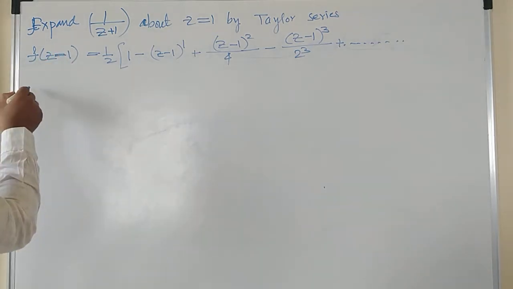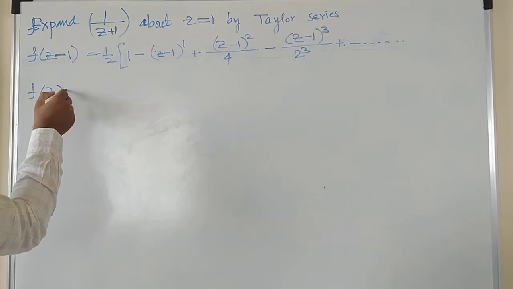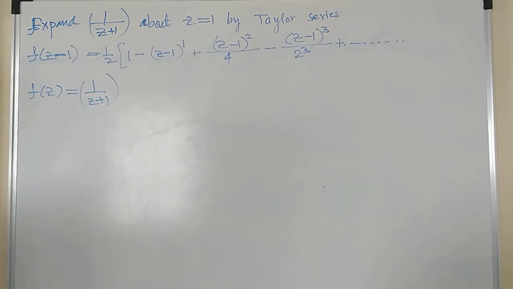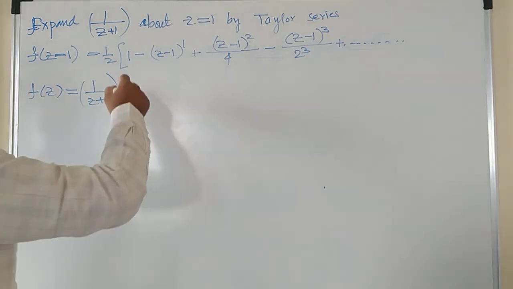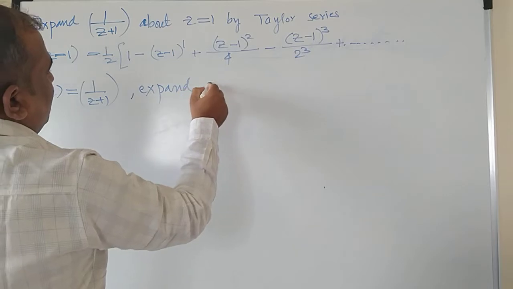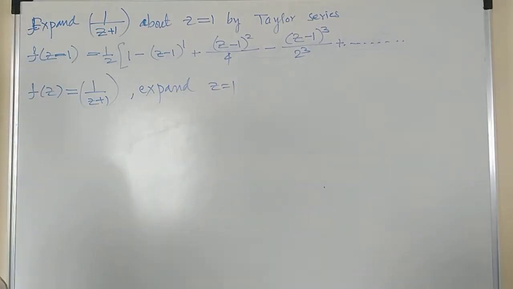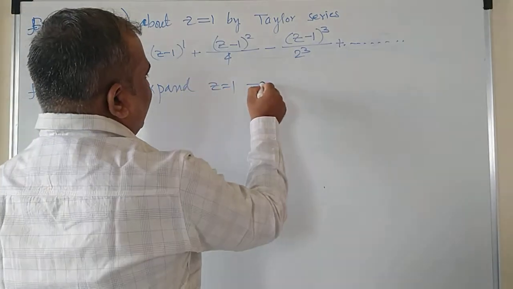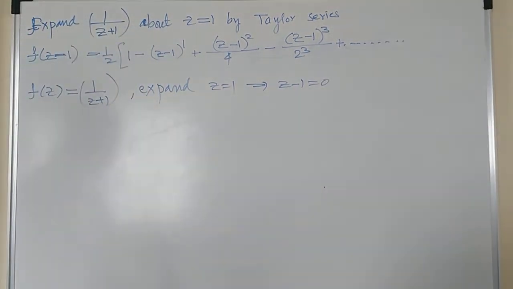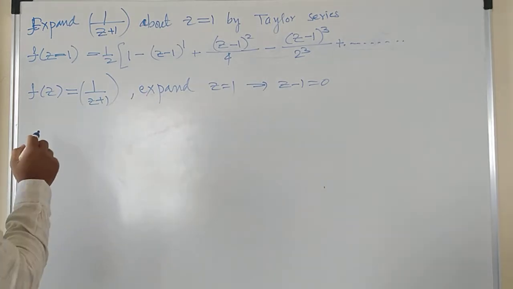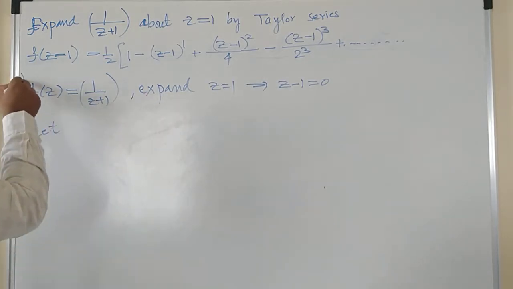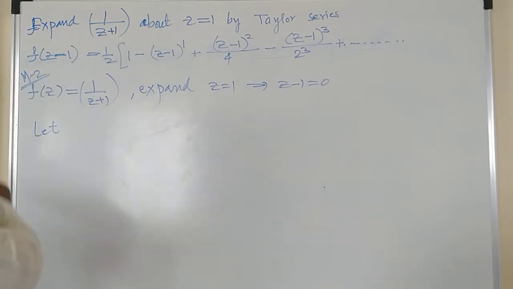So what's your function? f of z is equal to 1 upon z plus 1 is our function, and you are asked to expand around z equals 1, right? This means that you have to expand around z minus 1 equals 0, right? So let us do some substitution. This is method 2.